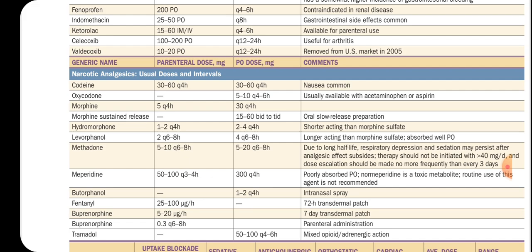Buprenorphine, parenteral dose 0.3 mg Q6 to 8 hours. It is used for parenteral administration. And tramadol, parenteral dose nothing. PO dose 50 to 100 mg Q4 to 6 hours. Comments: it has mixed opioid and adrenergic action.